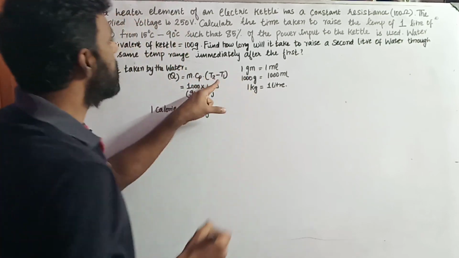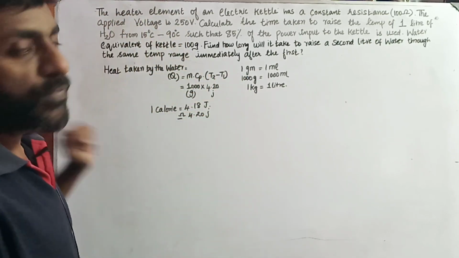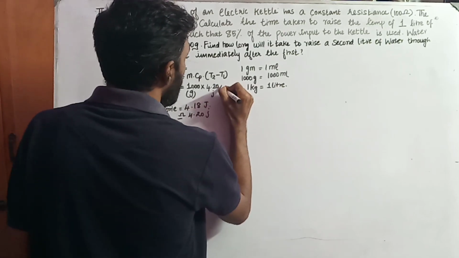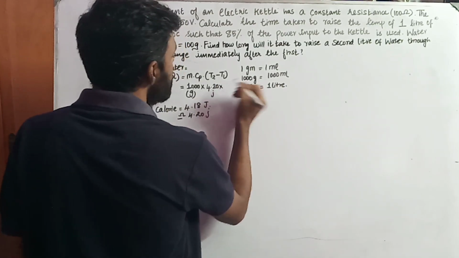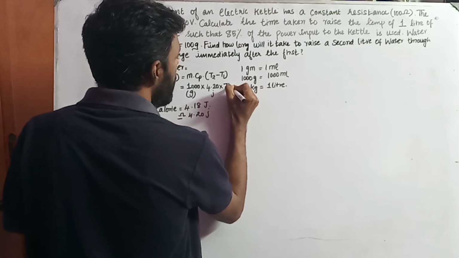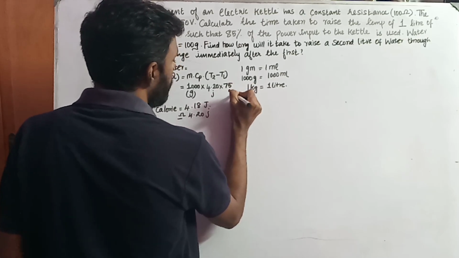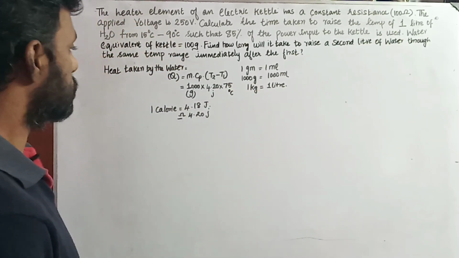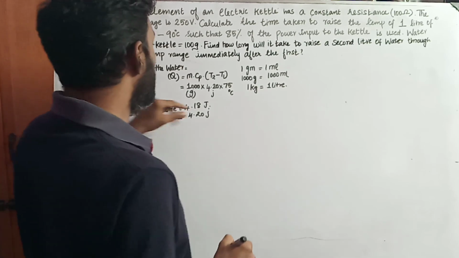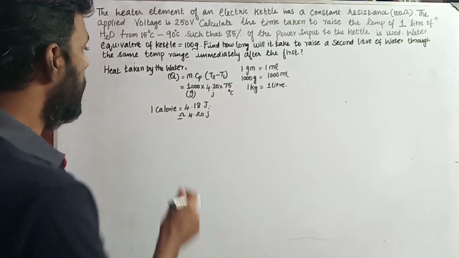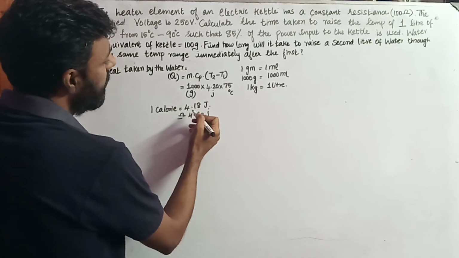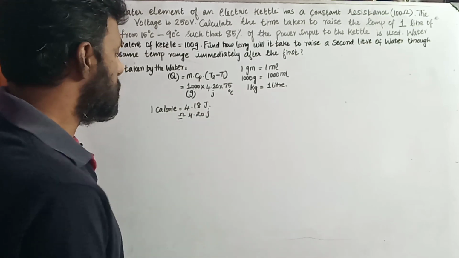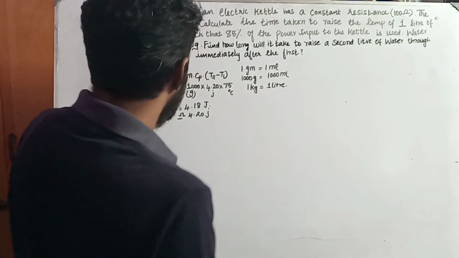And this temperature is nothing but 90 minus 15. So that will be into 90 minus 15. What is 90 minus 15? It is 75. 75 degrees Celsius. So this is the equation. So 1 calorie, we know that it is 4.18 joules, right?